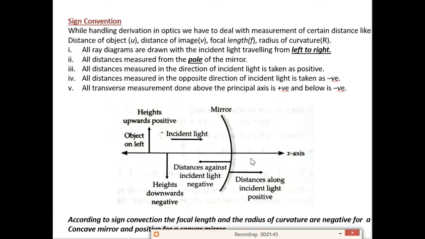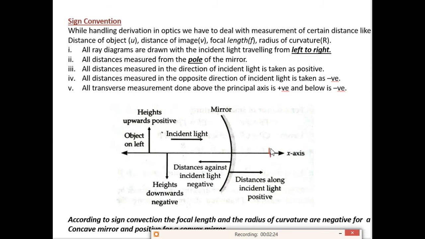Let's say this is a point X. If we measure its distance, we will measure from here, not from here. Then the third rule: all distances measured in the direction of incident light are taken as positive. We measure distance from the pole of the mirror. If the distance is measured in the direction of incident light, it will be taken as positive.